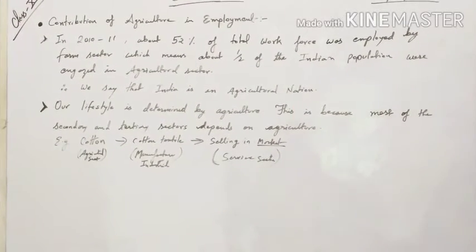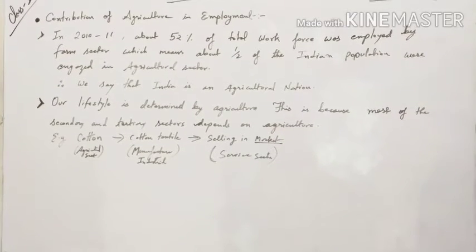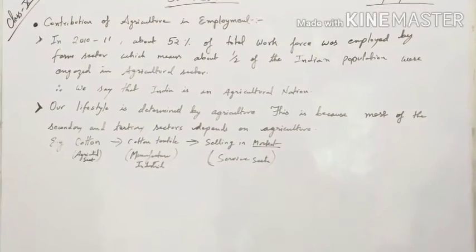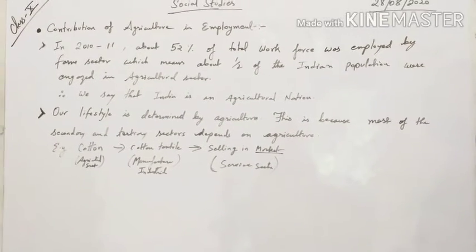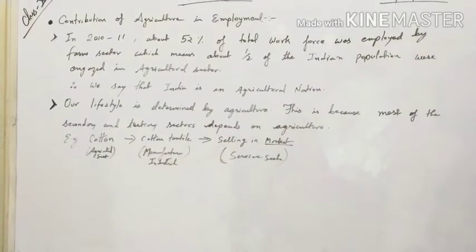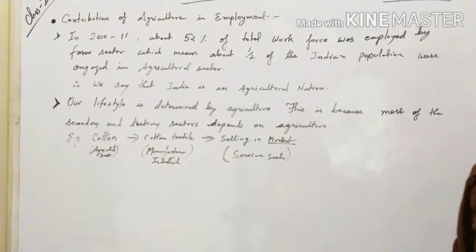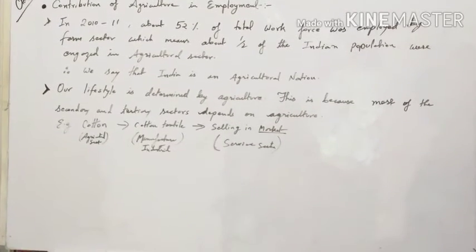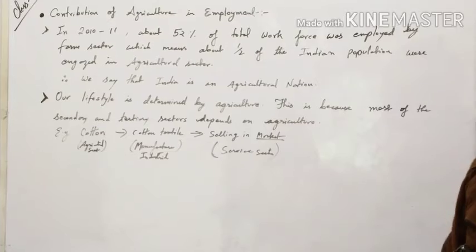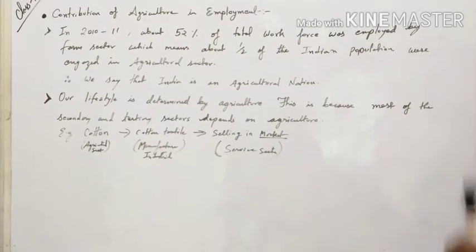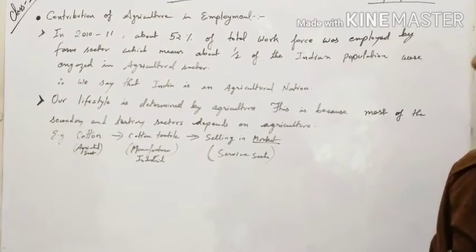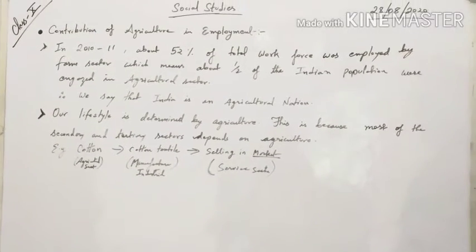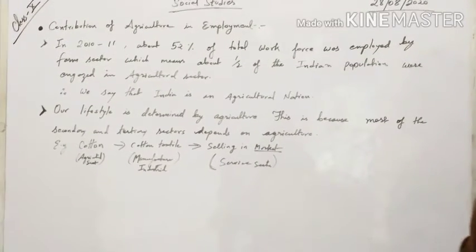Now our lifestyle is also determined by agriculture. You can ask me how. This is because most of the secondary and tertiary sector depends on agriculture. For example, cotton is grown on the farm, which is an agricultural activity, and after the raw material is extracted, it is sent to the cotton textile industry, that is the industrial sector, where the cotton is processed and made into clothing. Those clothes are sent to the market for selling, which is the service sector. So these three sectors are related to agriculture.